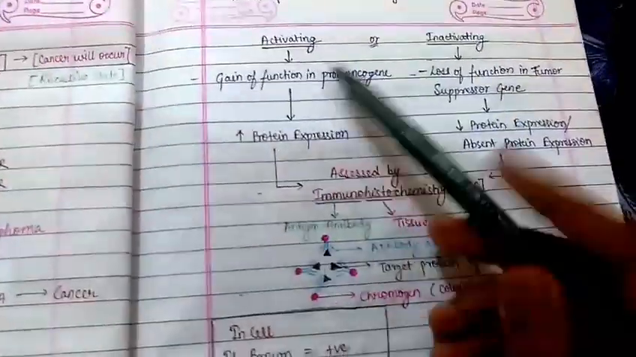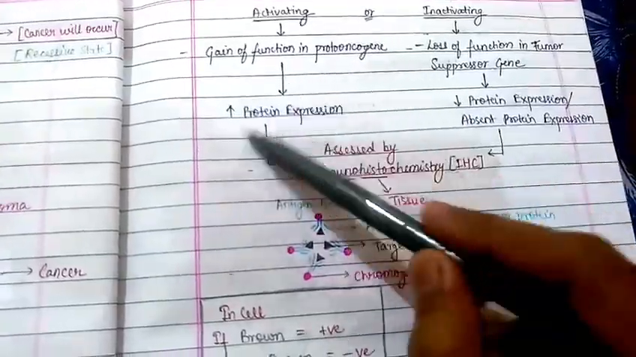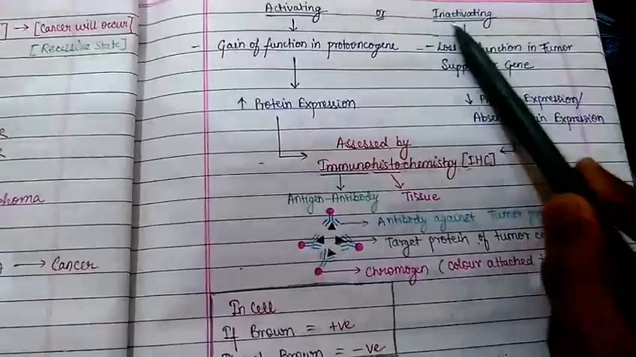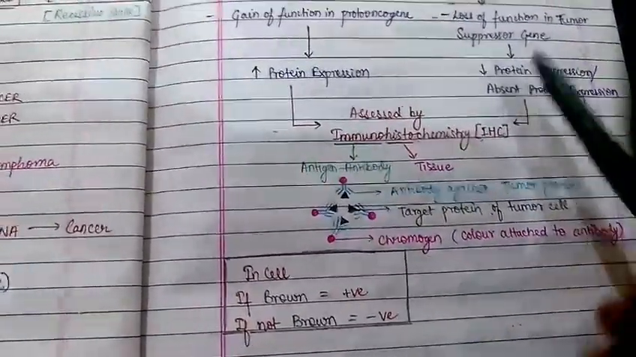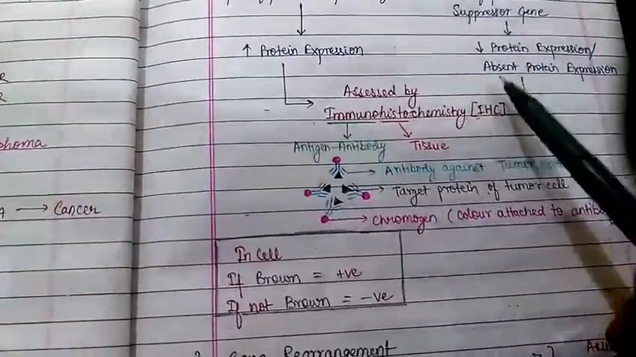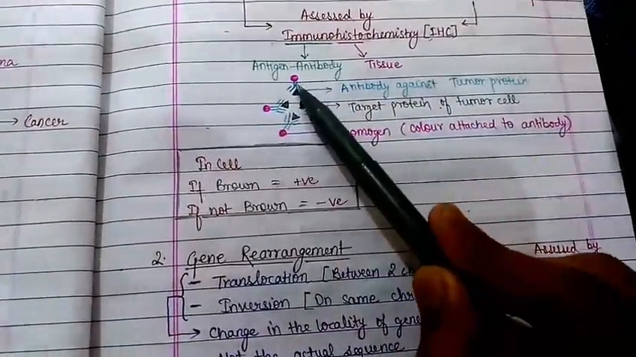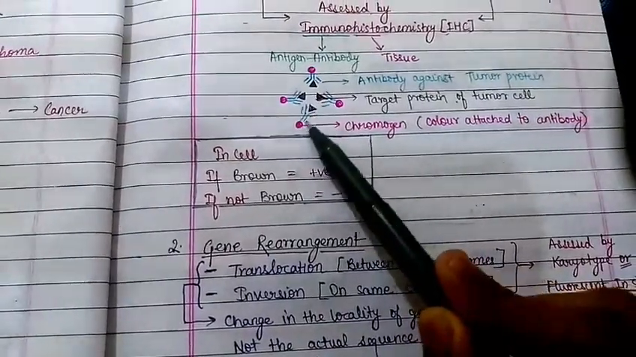Activating means there is gain of function. If there is an activating mutation in a proto-oncogene, meaning gain of function, then there will be increased protein expression of those genes, which can cause cancer. Okay. If there is an inactivating mutation, meaning loss of function in tumor suppressor genes, there will be decreased expression of the protein responsible for tumor suppression, and that can also cause cancer. Both of these are assessed by immunohistochemistry. Clear? Here is shown the antibody against the tumor protein. This is a target protein of the tumor cell and a chromogen attached with the antibody.